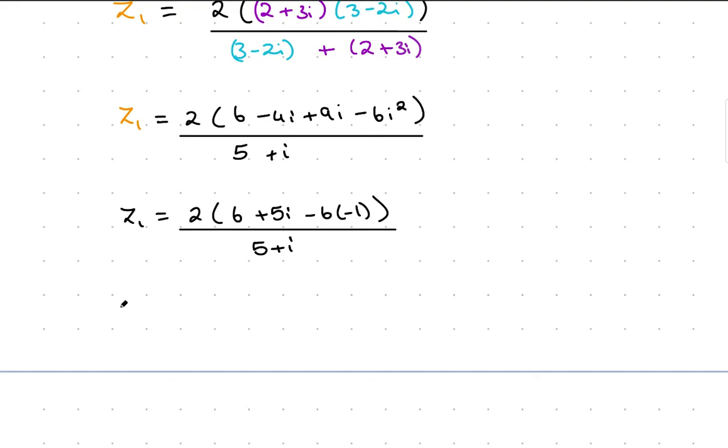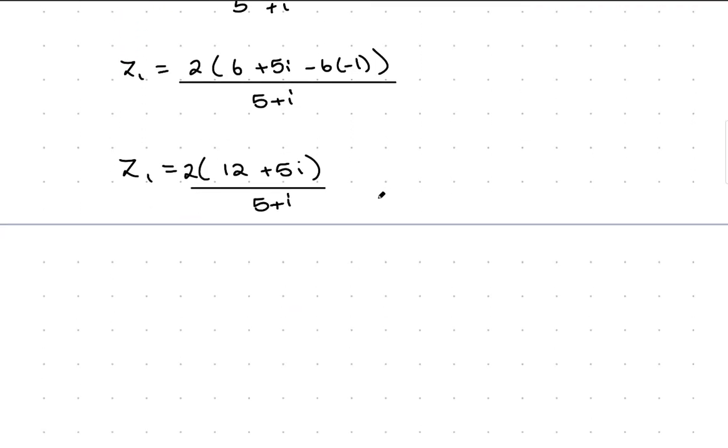And so I have Z1 is equal to 6 minus, so that becomes plus, so that's actually going to become 12. So 2 by 12 plus 5i on the top line, and then on the bottom line I have 5 plus i. If I multiply out that 2 then, what I'm going to get is Z1 is equal to 24 plus 10i all over 5 plus i. And we should know at this stage that we cannot have a complex number on the bottom. So what we must do is multiply the top and the bottom by the conjugate.